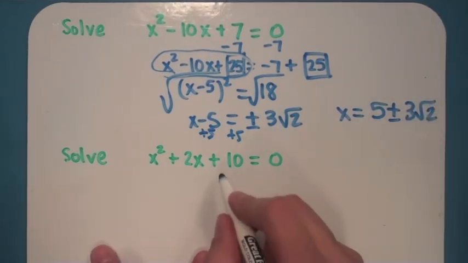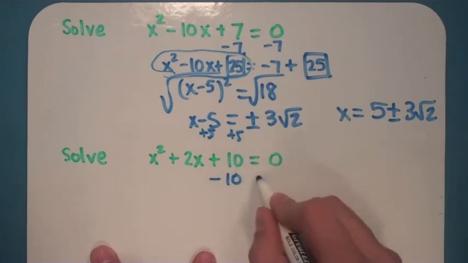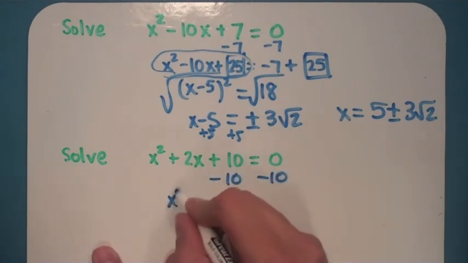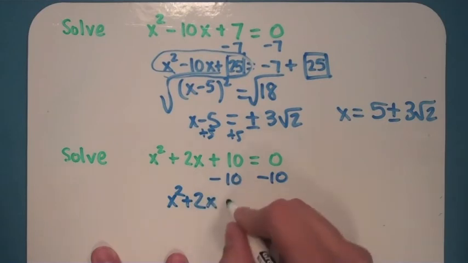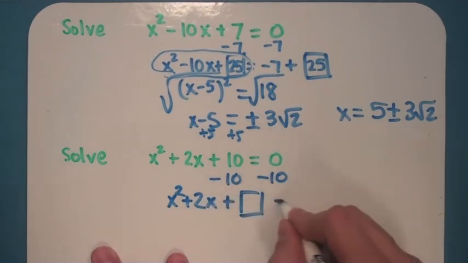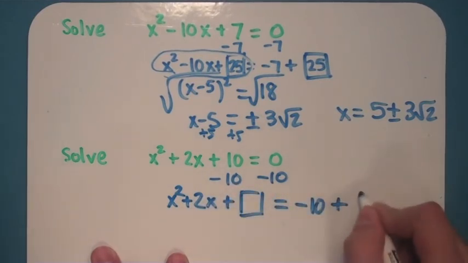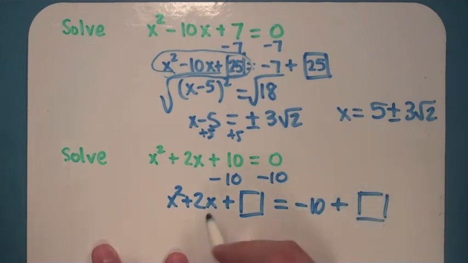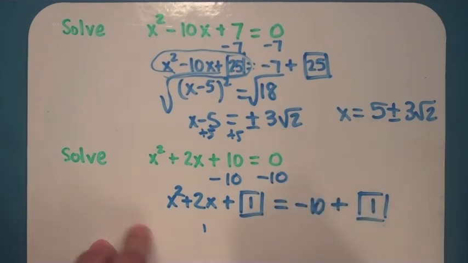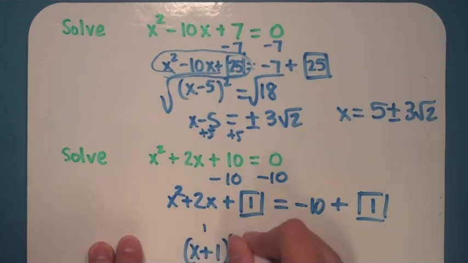Final example of the video, we're going to go ahead and take away 10 on both sides here. We get x squared plus 2x, plus box, equals negative 10 plus box. And if I do my little trick here with completing the square, this ends up being 1 when I take half of it. 1 squared is still just 1. And I have to add 1 on this side as well. So this side factors into x plus 1 squared. And over here, I have a negative 9.